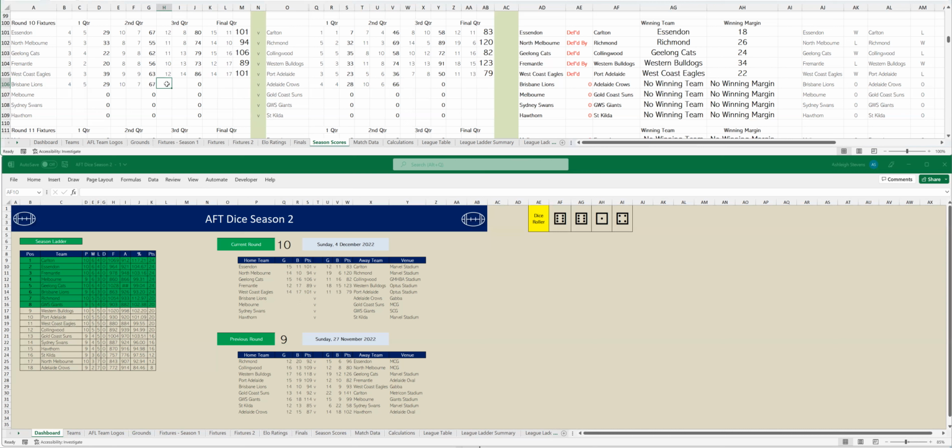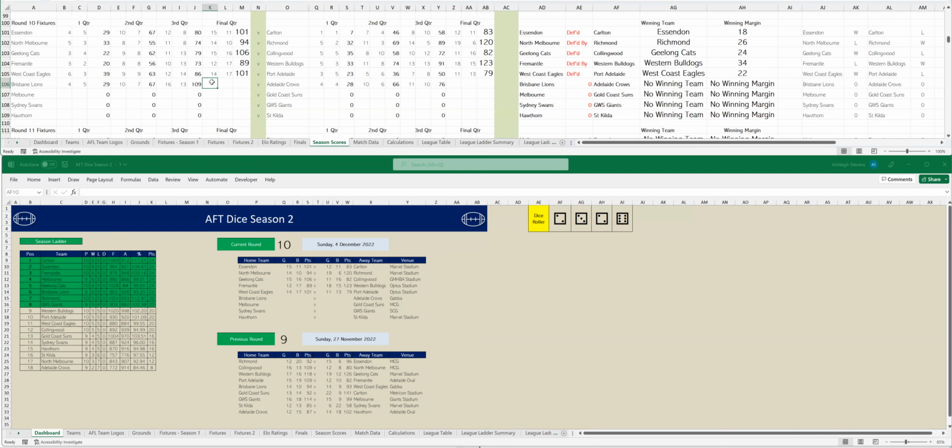Brisbane have kicked 6 goals 6. 16 goals 13. To Adelaide 1-4. So that's 11 goals 10. And at three-quarter time, Brisbane's in front by 33 points. Let's go to the last quarter.